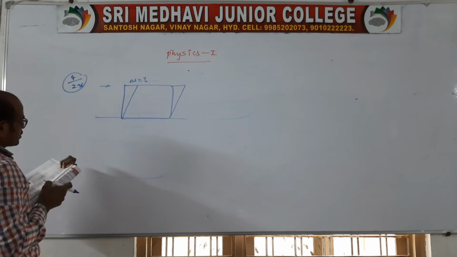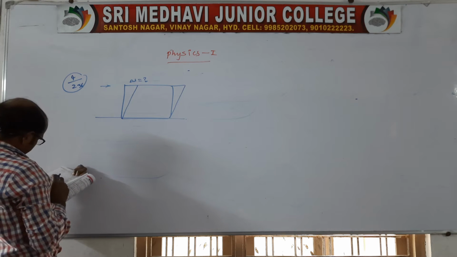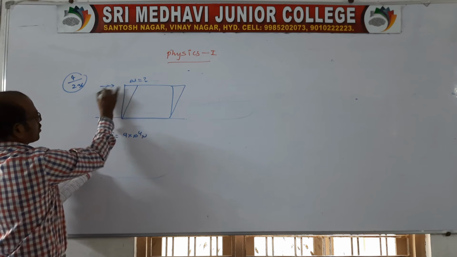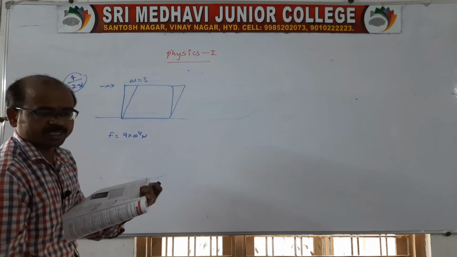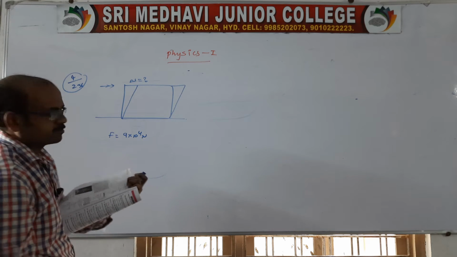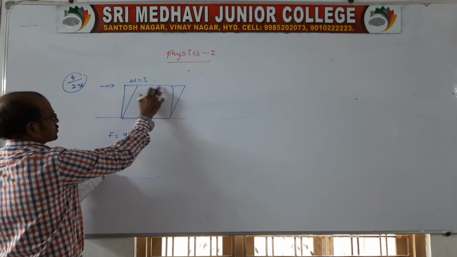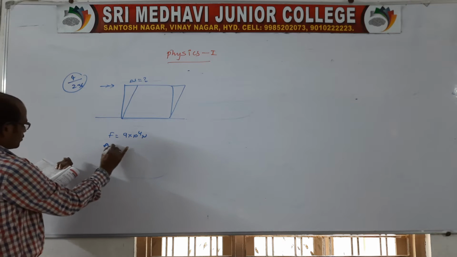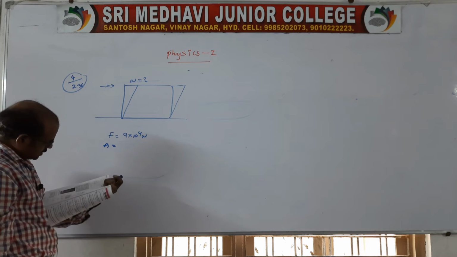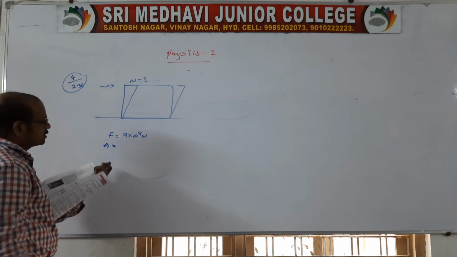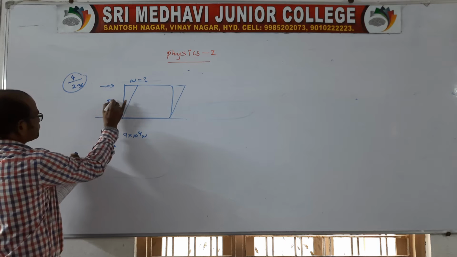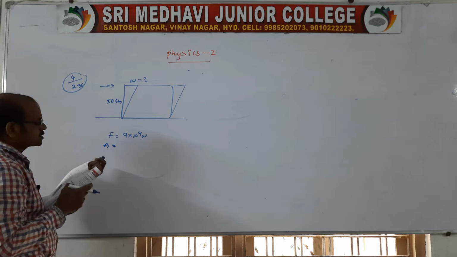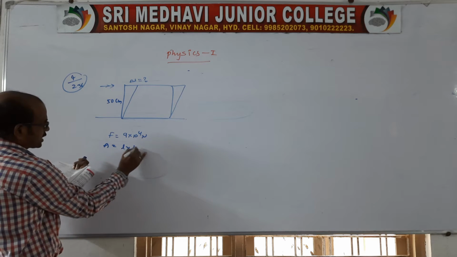How much horizontal force is applied? The force is equal to 9 into 10 power 4 Newton, applied at the top. So the top layer is displaced, but the bottom layer is fixed. The bottom layer is fixed, but the top layer is displaced through a distance delta L. The side length is given as 50 centimeter, and the thickness of the slab is also given. So the area is nothing but length into thickness.